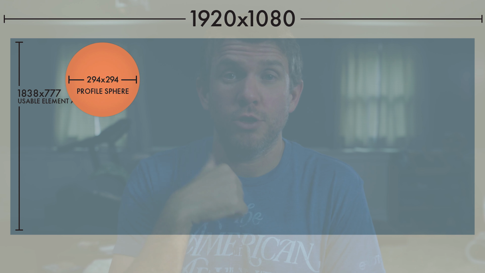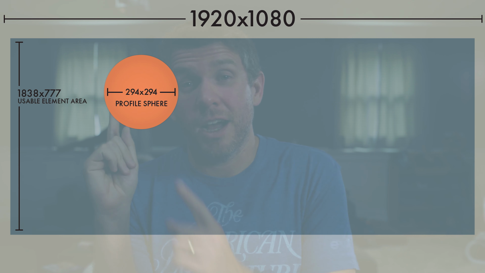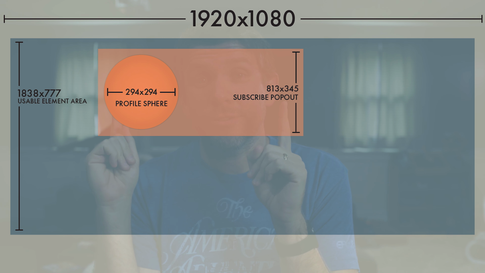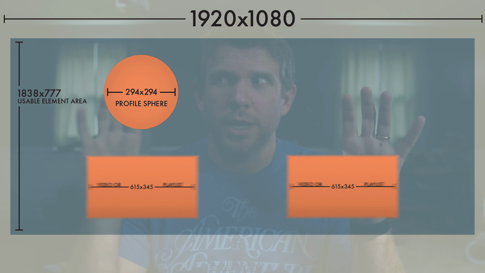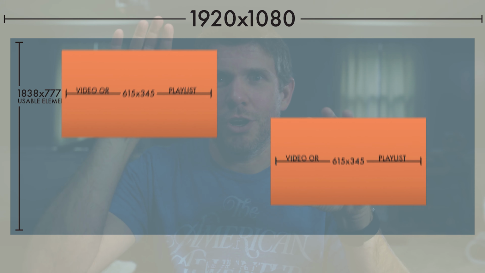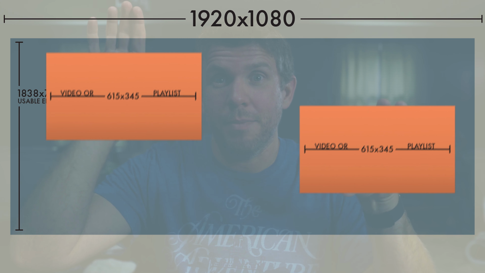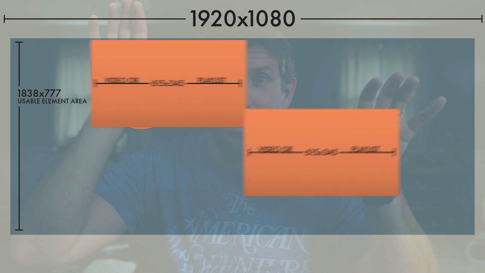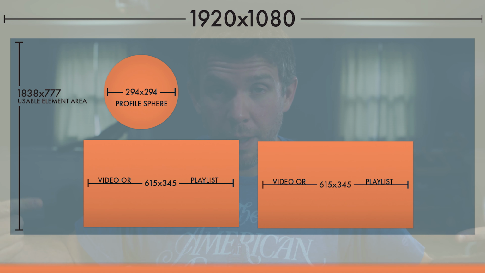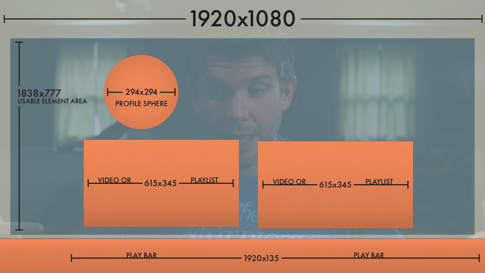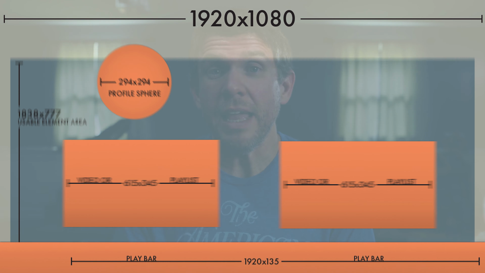Your subscribe icon is a spherical 294 by 294. When someone hovers over that icon, there's a pop out of 813 by 345. And then you can have up to 3 videos or playlists that you can move around, and those are 615 by 345. And if someone's hovering over the video, the play bar will pop up, and that is 1920 by 135.